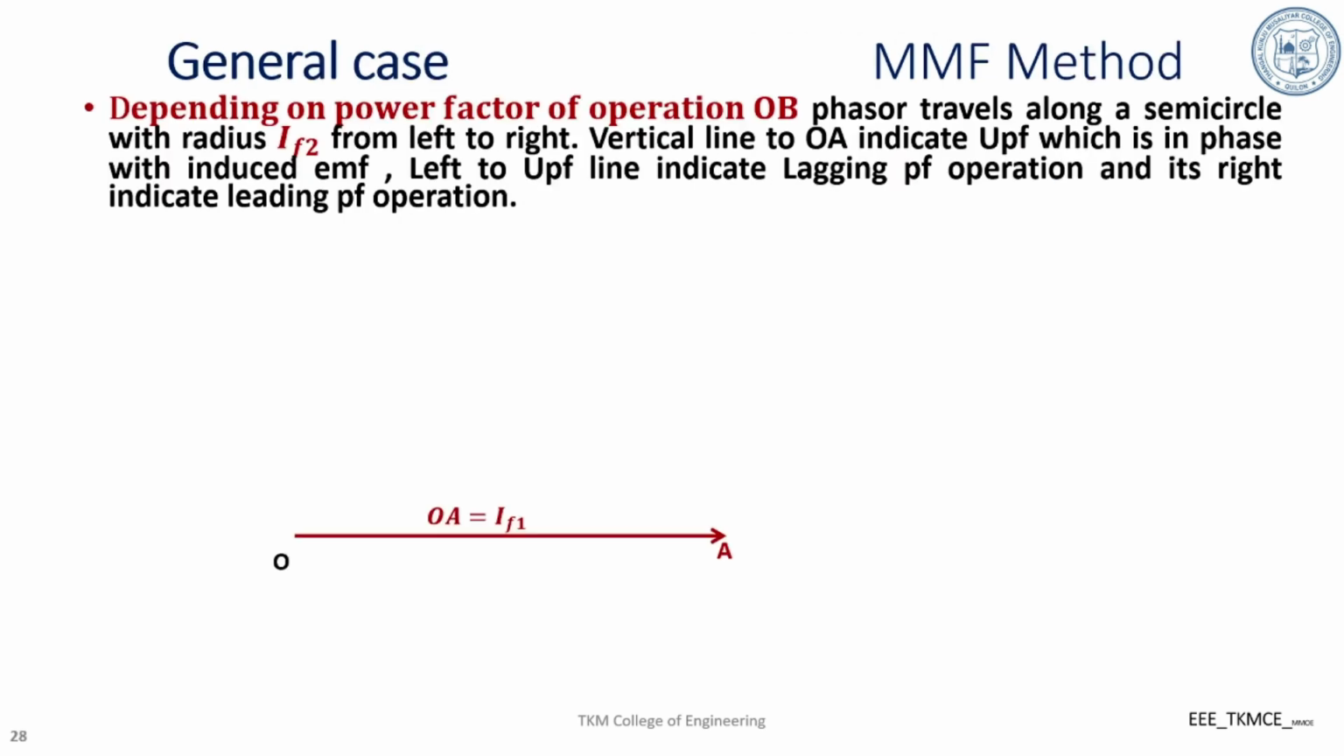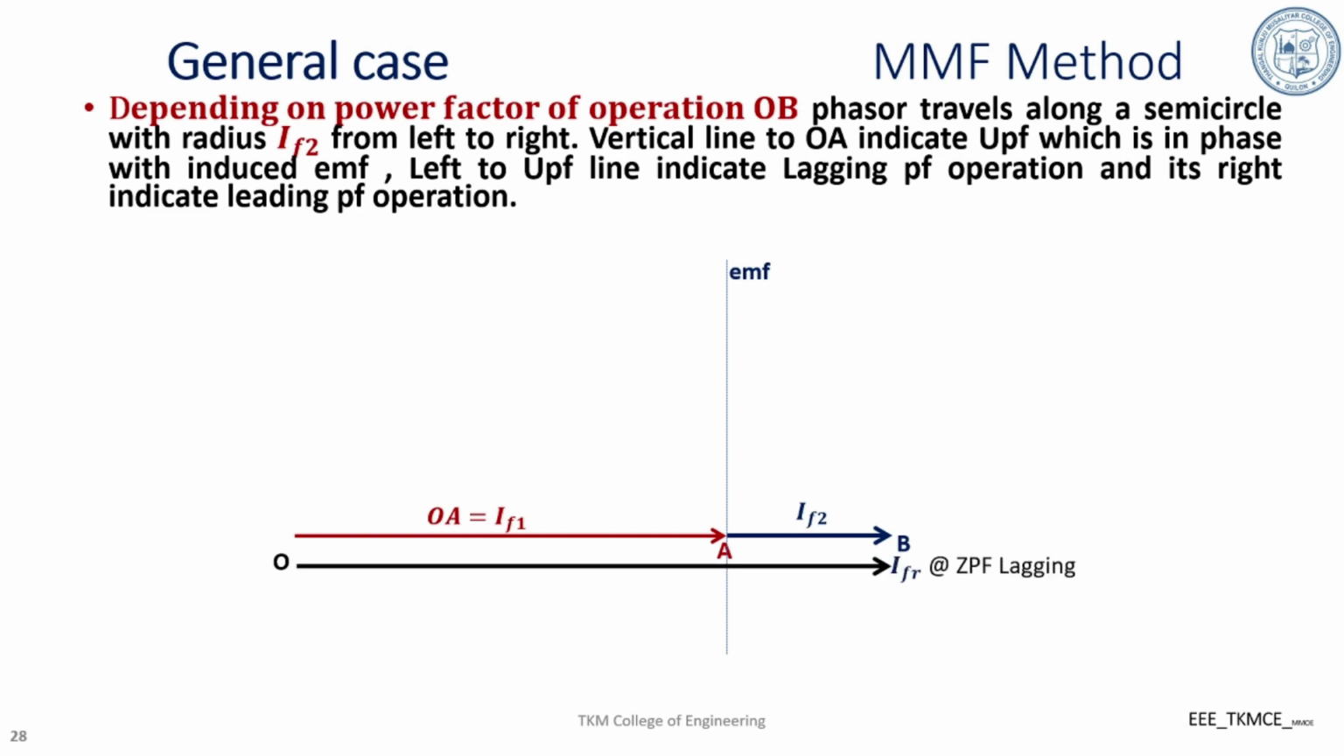Coming to the general case, this is the field current required to generate rated voltage under open circuit condition, that is OA phasor. Then this is the induced EMF. Coming to the zero power factor lagging case, IF2 is lagging EMF by 90 degree. So this is the resultant field current IFR at zero power factor lagging. Then under unity power factor, IF2 is in phase with the induced EMF. So the resultant field current under unity power factor condition is the vector sum of OA and OB. So this is the resultant field current at UPF condition. Then coming to zero power factor leading case, IF2 is leading EMF by 90 degree.